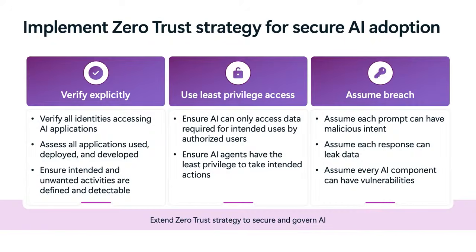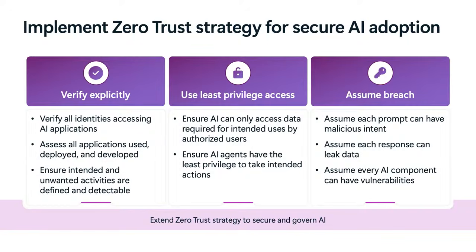extending 3 core principles. The first is to verify explicitly. Continuously evaluate the identity and behavior of agents at every interaction. Assess every application being used, deployed, and developed. Use least privilege. Restrict access to models, prompts, plugins, and data sources to only what is needed and also to who it's needed by. And third, assume breach.